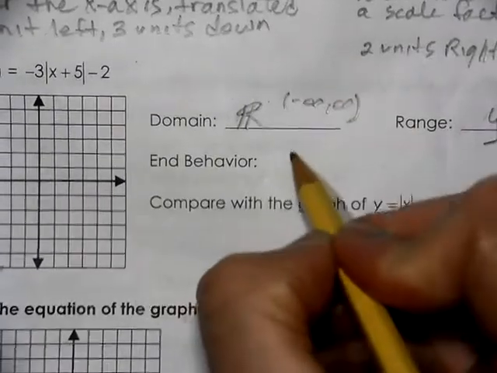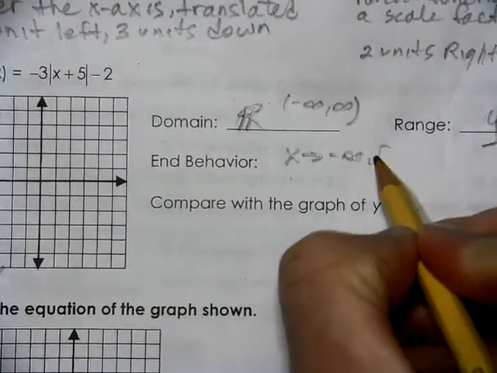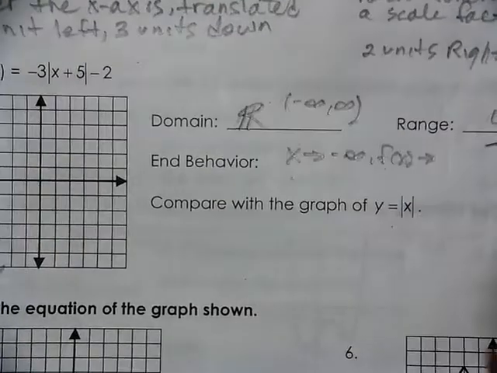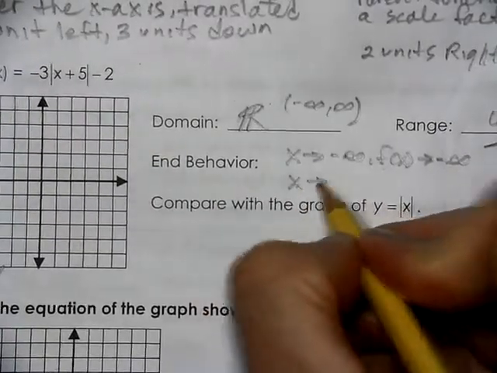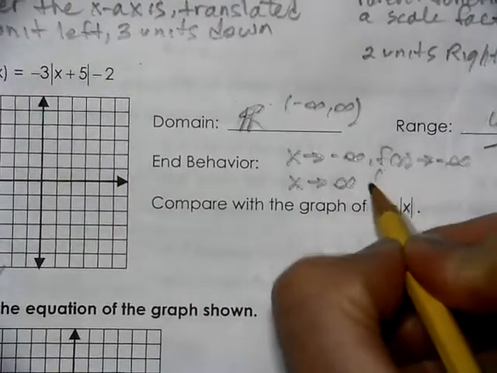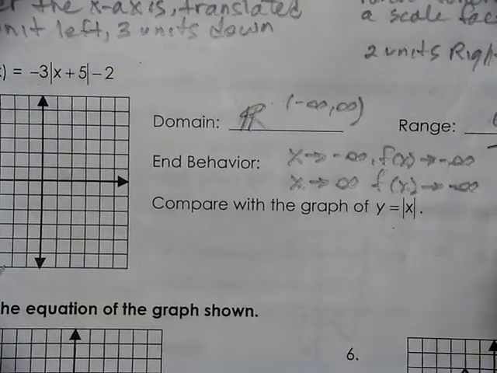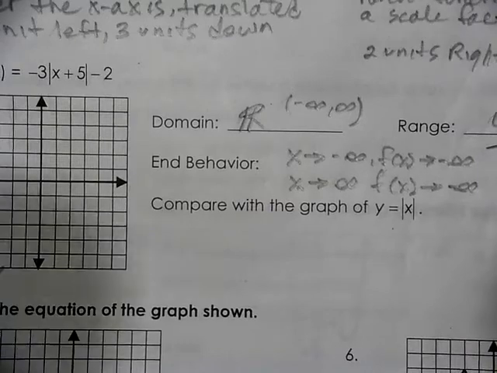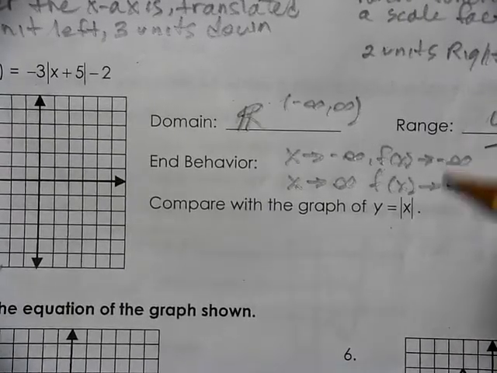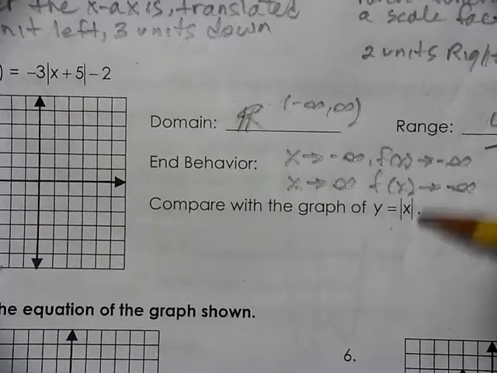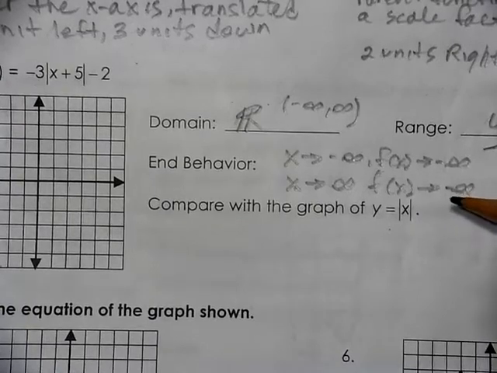The end behavior, when we look to the left, we find out that the function goes down. And when we look to the right, we notice that the function also goes down. We know that the end behavior is going to be the same for every absolute value. The same meaning they go in the same direction. They could both be pointing up or they could both be pointing down. But they will go in the same direction.